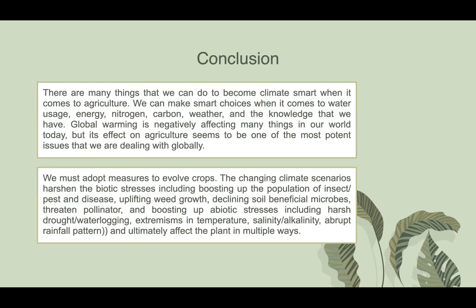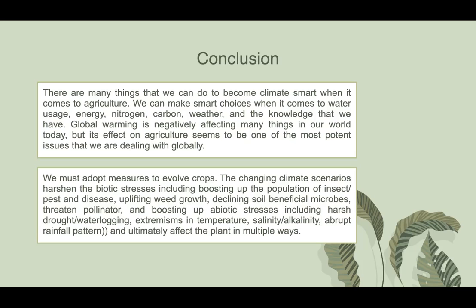In conclusion, there are many things that we can do to become climate smart when it comes to agriculture. We can make smart choices when it comes to water usage, energy, nitrogen, carbon, weather, and the knowledge that we have. Global warming is negatively affecting many things in our world today, but its effect on agriculture seems to be one of the most potent issues that we are dealing with globally. We must adopt measures to evolve crops.